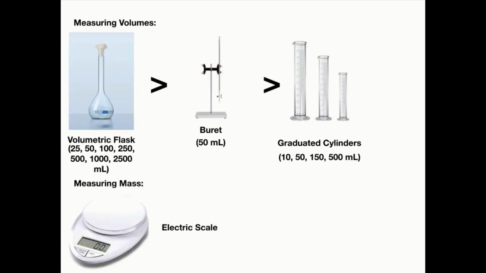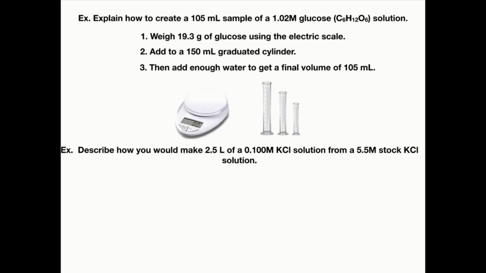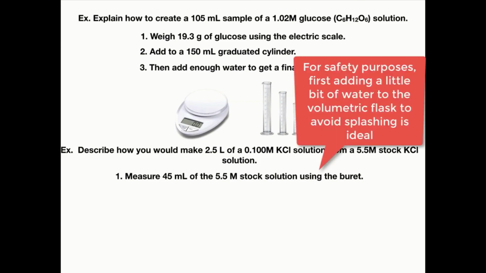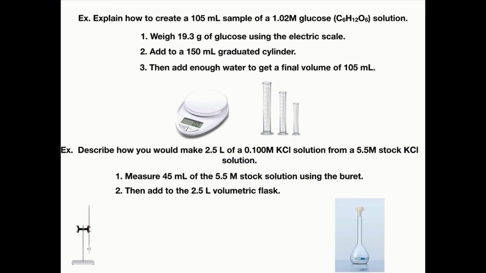Well, if we go back, keep in mind I don't have a 45 mL volumetric flask, but I do have a burette because the burette measures up to 50 mL. So I'm going to measure the 45 milliliters using a burette. Then I need to add that to a container because I'm going to have to get a final volume of 2.5 liters. Well, do I have a volumetric flask that can measure 2.5 liters? I do. I have the 2500 mL volumetric flask. And so I'm going to take the 45 mL from the burette and pour it into the volumetric flask. Then I'm going to add enough water to get a final volume of 2.5 liters.